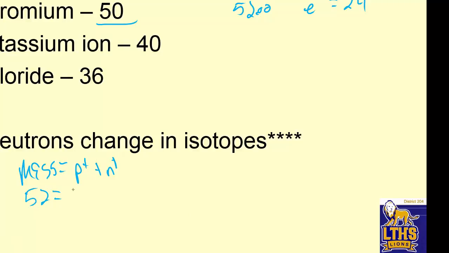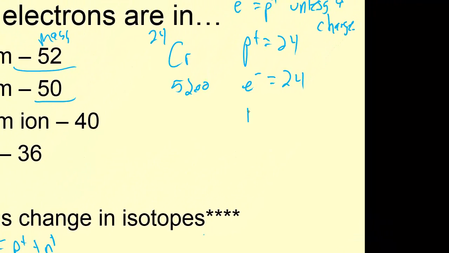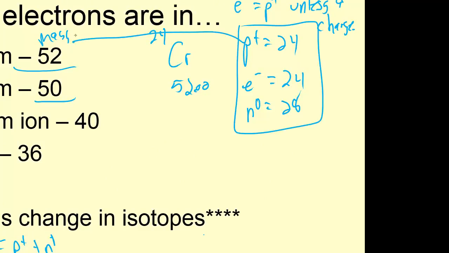52 equals protons, 24, plus n, and then I solve for n, right? So 52 minus 24 is 28. So this would be neutrons. That's my answer for that.